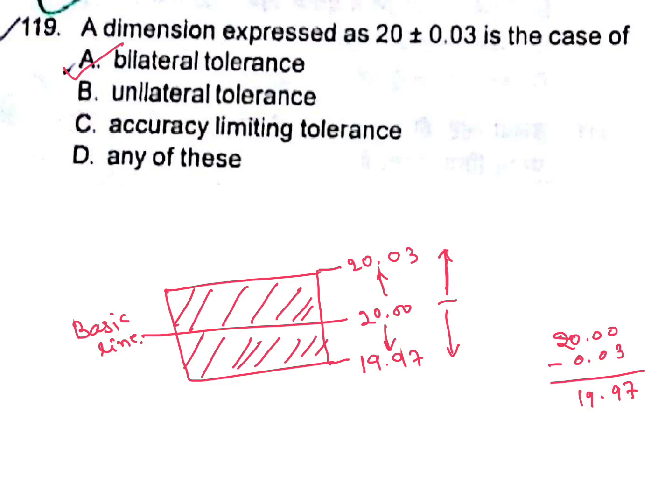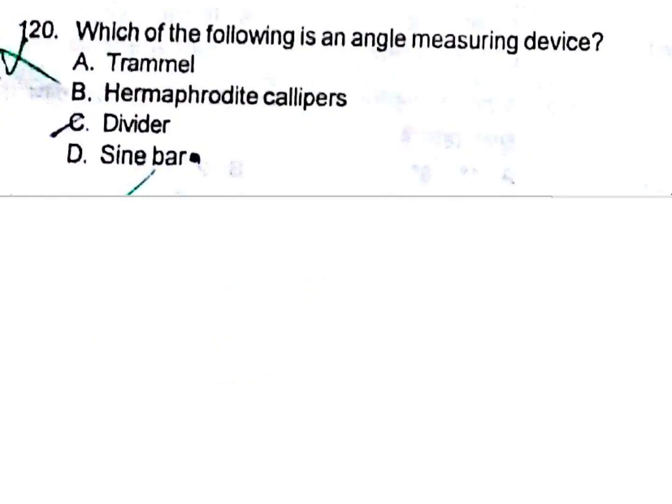Which of the following is an angle measuring device? This one has also been asked many times in IAS and other exams. This is very important. A, Trammel; B, Hermaphrodite calipers; C, Divider; D, Sine bar. Sine bar is our answer. Sine bar is used for angle measurement. So D is our answer.